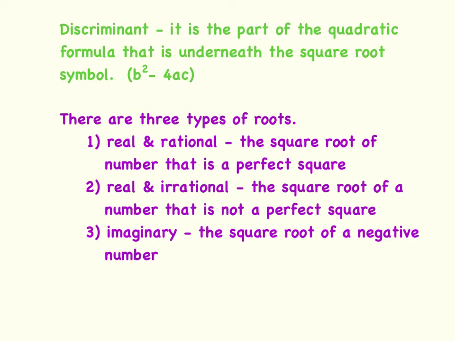Number three, imaginary. Okay, this is the square root of a negative number. For example, the square root of negative 36, the square root of negative 5. Because they are square roots of negative numbers, these solutions are considered imaginary. And if you were to see these on a graph, they would not touch or intersect the x-axis.